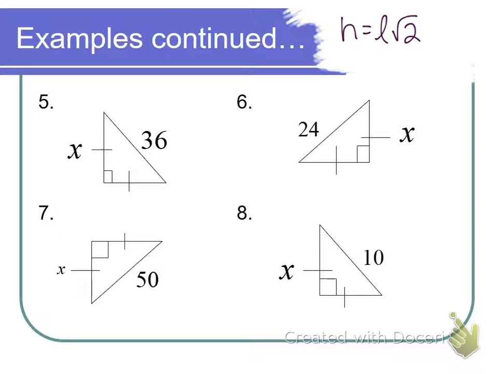So on number 5, are we looking for a hypotenuse or a leg? A leg. So what are we plugging in for the hypotenuse? Okay, 30. Ooh, it's ugly. 36 equals, what am I plugging in for leg? X root 2. To get x alone, I should divide by root 2.